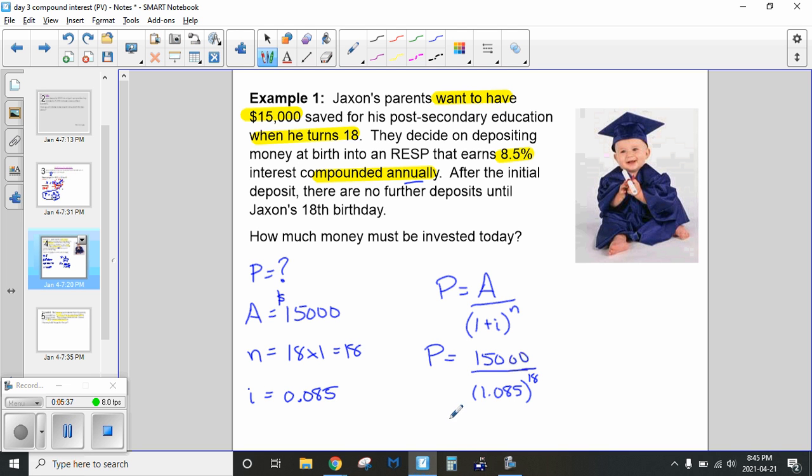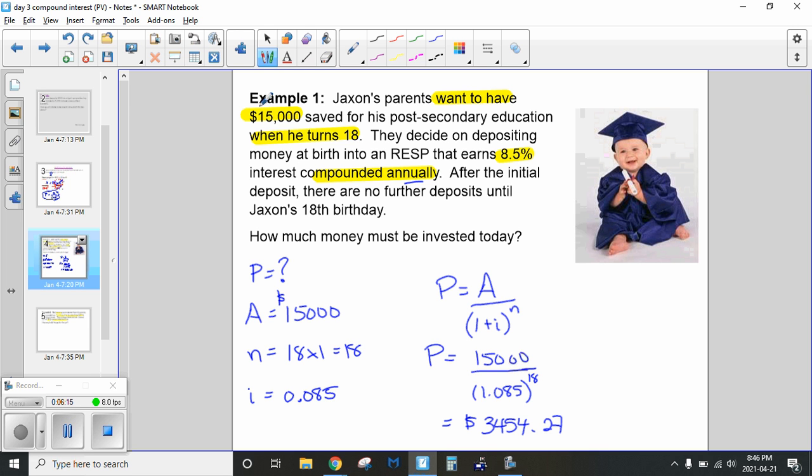And then punching this into a calculator, 15,000 divided by 1.085 raised to the exponent 18 should help tell you $3,454.27. So that might be surprising. If Jackson's parents invest just like $3,500 when he's born, that will be $15,000 by the time he's 18, ready to head off to school.